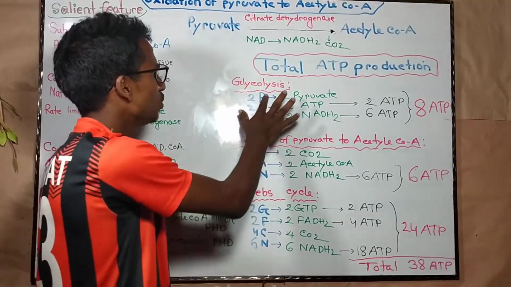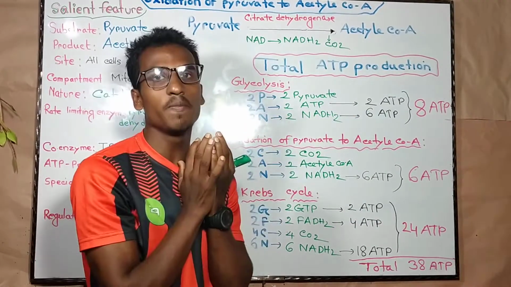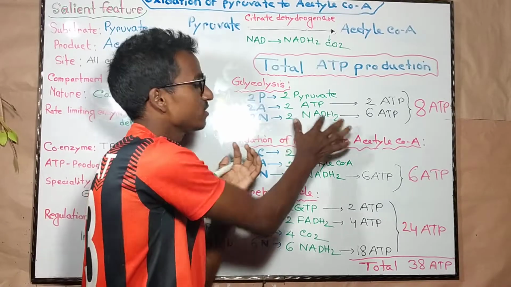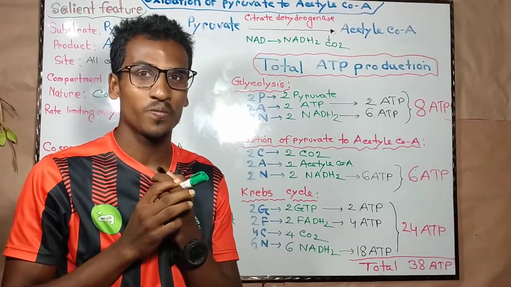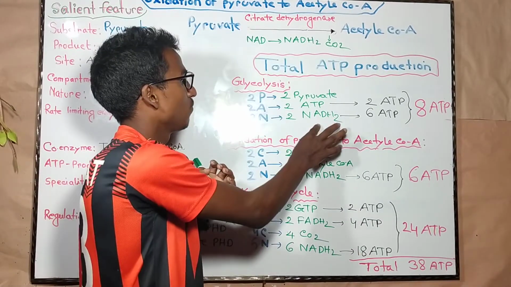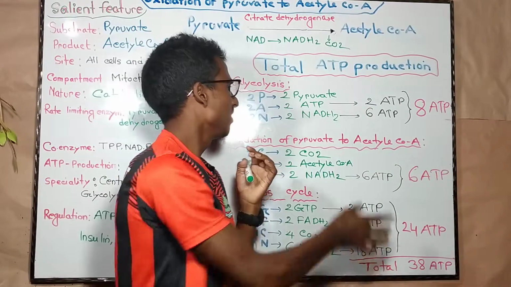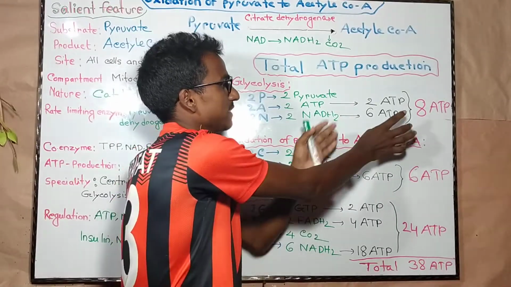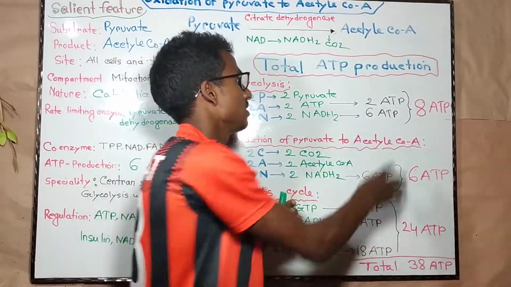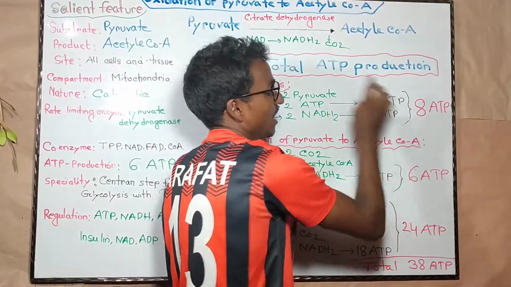In glycolysis, 2P means 2 pyruvate, 2A means 2 ATP, 2N means 2 NADH2. So look at the exchange of ATP. Here 2 ATP directly from 2 ATP, and from 2 NADH we get 6 ATP. So the total ATP in glycolysis is 8.